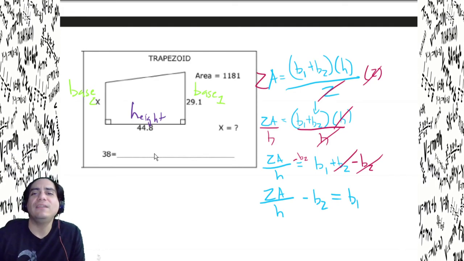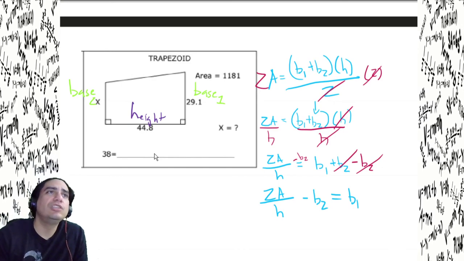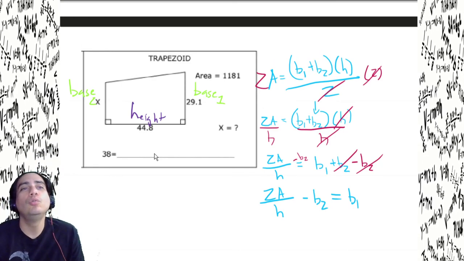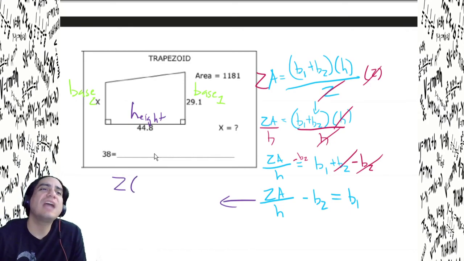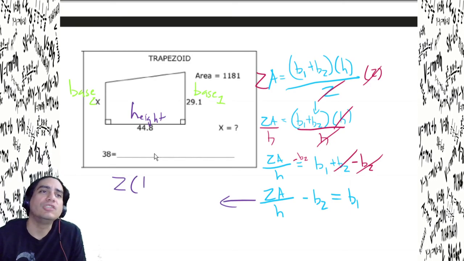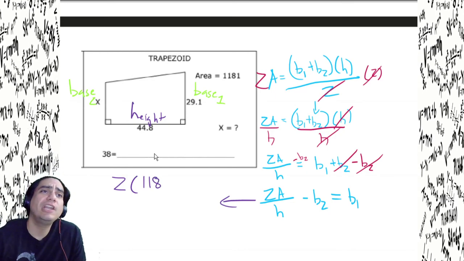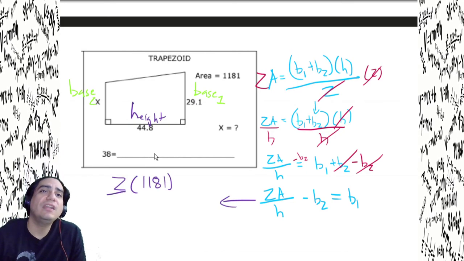Now that we got that info, we can go ahead and start substituting. So we're going to do 2 times my total area, which is 1,181. We're going to get that number.